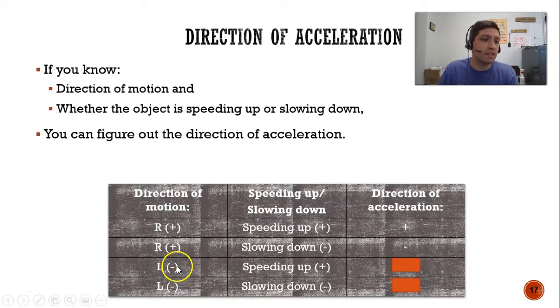Moving to the left in the next example. If I'm moving to the left and speeding up, considered a positive, negative times positive is negative. That would be negative acceleration in that case. And the last one is the one that most people don't get right. If an object is moving to the left, that's a negative direction, but slowing down, we also consider that negative. Negative times a negative is a positive. So in that case, it would be positive acceleration.